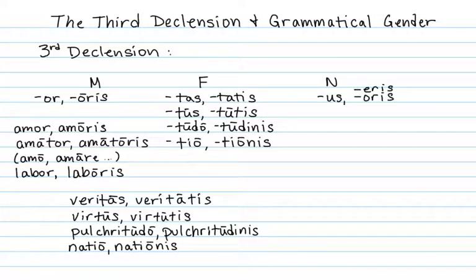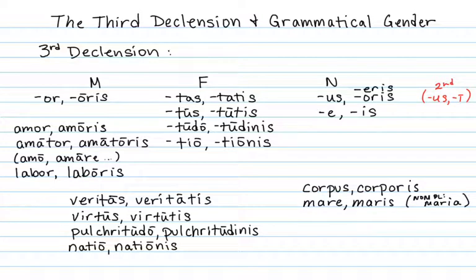In the neuter, anything ending in us, eris or us, oris is neuter. Don't confuse it with the second declension where the nominative ends in us, but the genitive ends in long i. So you have to look at the genitive singular to determine whether it's second declension or third declension. An example noun in this form is corpus, corporis. Anything ending in e is neuter. A sample noun here is mare, maris. We'll learn a slight variation on the third declension later, and you'll see that mare, maris gives us a nominative plural, not mara, but maria.